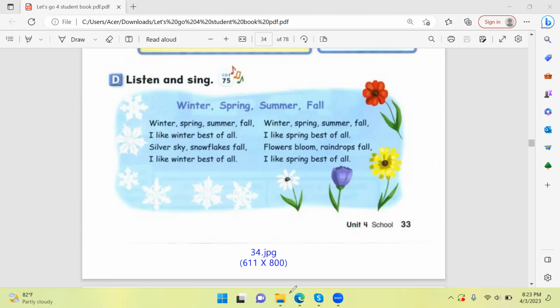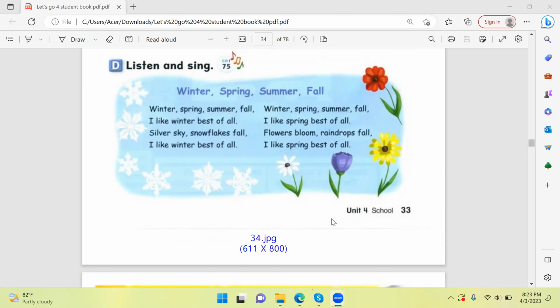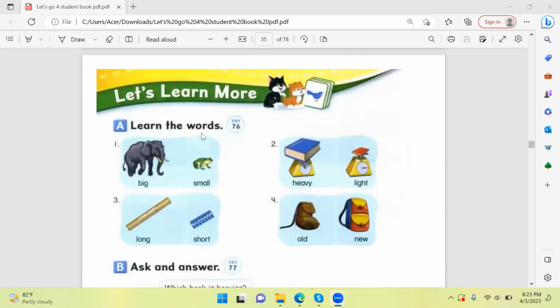So now let's move on to another topic. Okay, here we learn the words. As you can see, we have one, two, three, four. There are four types of words. So first, can you please read this one? Big. It's a big. What picture is this? It is an elephant.